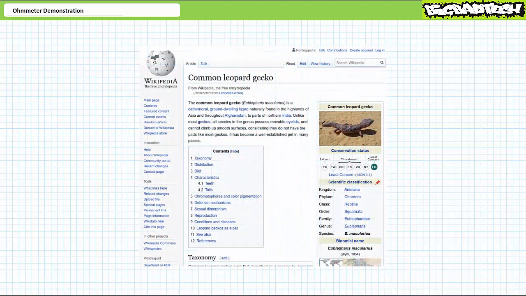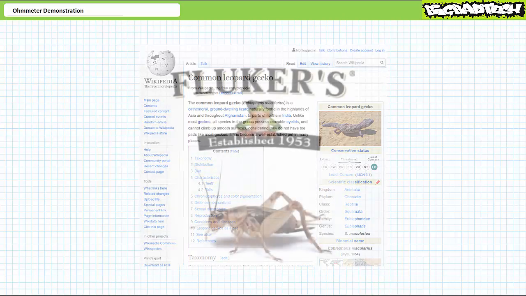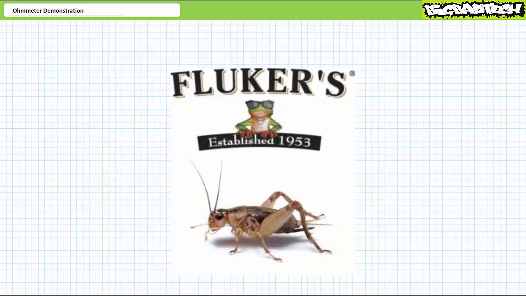Consider the leopard gecko. The Wikipedia entry for leopard gecko says they're maternal ground-dwelling lizards naturally found in the highlands of Asia, throughout Afghanistan, and parts of northern India. I know this to be a falsehood. Leopard geckos were actually invented by Fluker's cricket farm for the purposes of selling crickets to parents whose children have convinced them a leopard gecko would make a great pet.